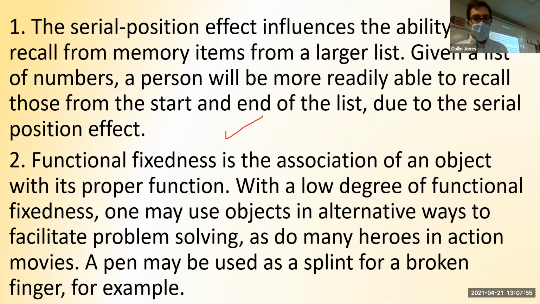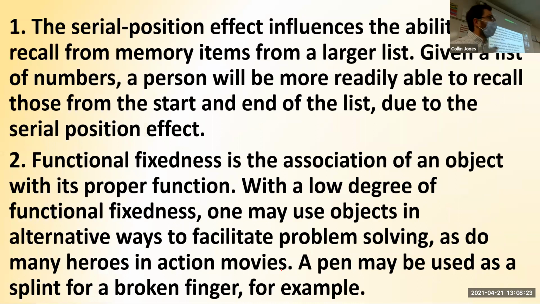Functional fixedness. Number 2 is the association of an object with its proper function. With a low degree of functional fixedness, one may use objects in alternative ways to facilitate problem solving, as do many heroes in action movies. A pen may be used as a splint for a broken finger, for example. They do a good job explaining functional fixedness. Did they give an example? Yeah, this last sentence is where they had the example. They got both points, 1 and 2.